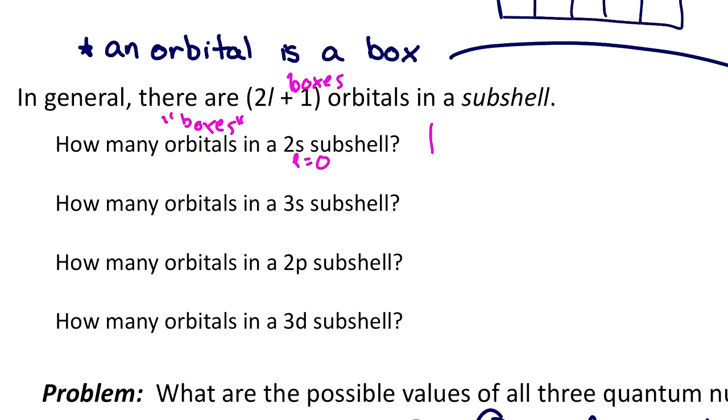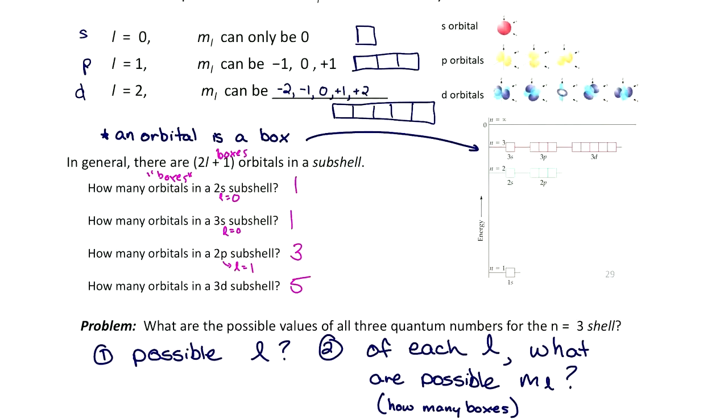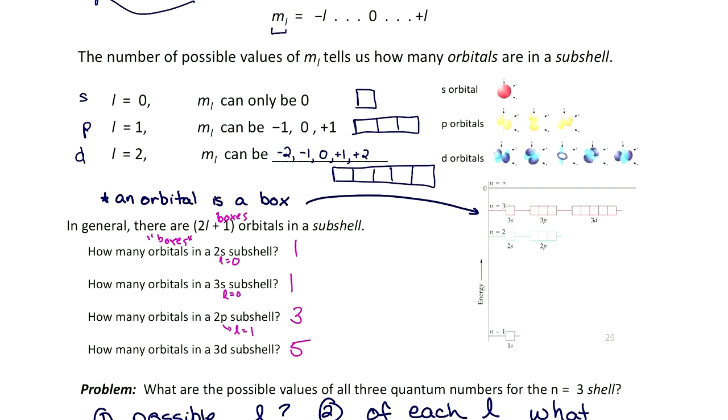All right, how many orbitals in a 3s subshell? Also 1, because again, it's the L of 0 that's important here. How many orbitals in a 2p? 3. Yes, because in a p, this is L equals 1, so our possible MLs are -1, 0, +1. So 3 boxes. And then how many boxes in a 3d? 5. Perfect. So we see that orientation is directly related to the shape that it is.